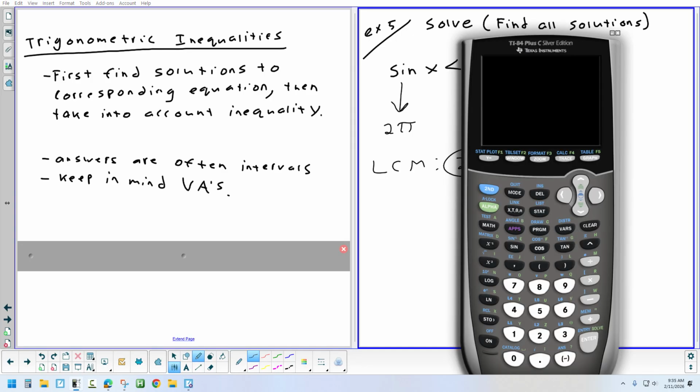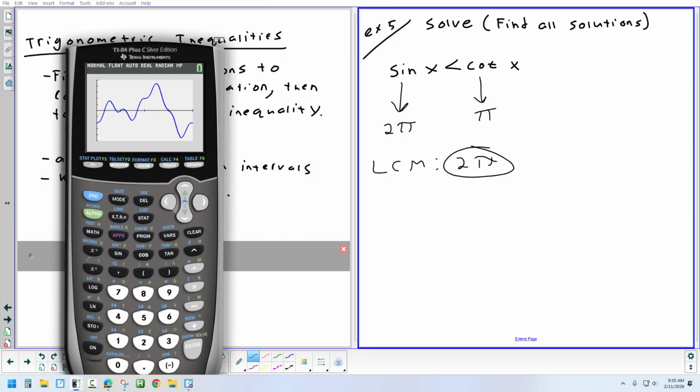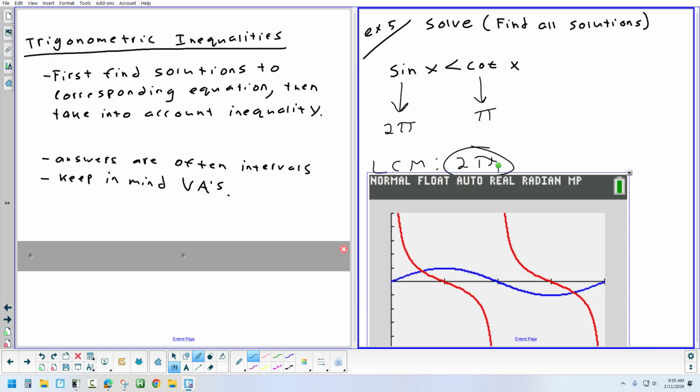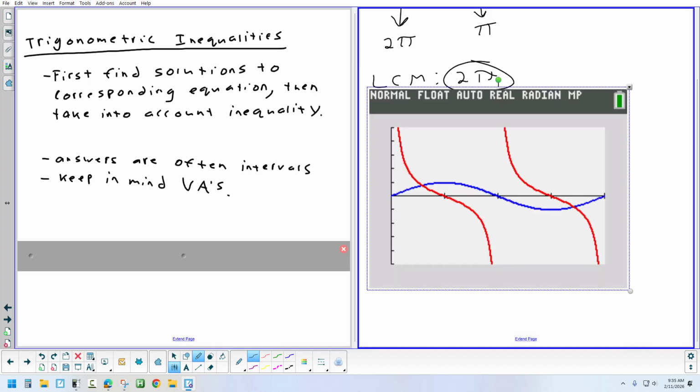Okay. So let's put in sine of x. Let's put in cotangent. Make sure we set our window. 0 to 2 pi, that looks good. And we're looking for where the sine is under the cotangent. All right, so let's look at that. First question, is the sine ever under the cotangent? Does that ever happen?